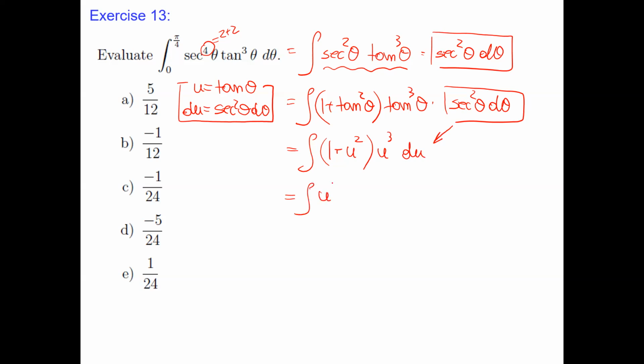Let's distribute: u cube plus u to the power of 5. We're adding exponents. Let's integrate: u to the power of 4 over 4 and u to the power of 6 over 6. Am I right? Okay, I will just, and actually not plus the constant c.